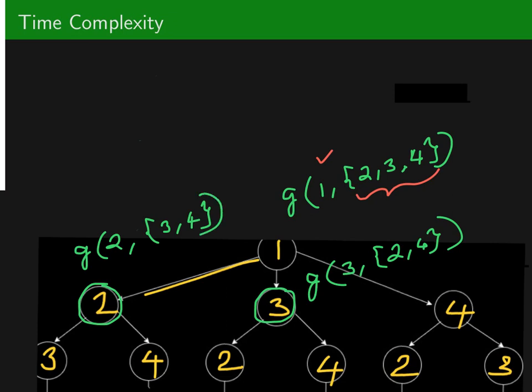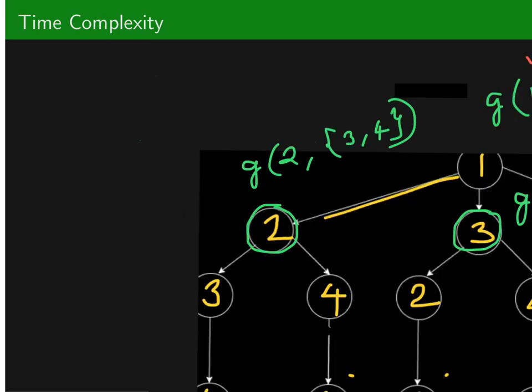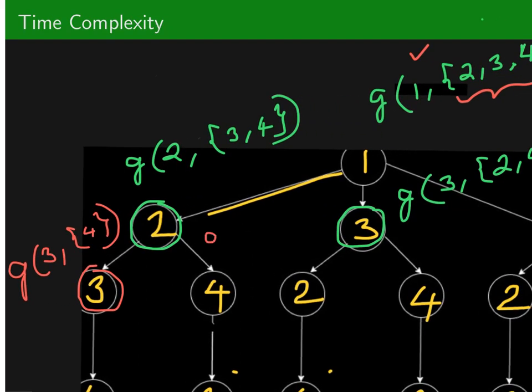And similarly, the min cost at this 4 is going to be g of 4 comma 3 and 2. Now we can move to the level below, and at this node 3 we can write the min cost as g of 3 comma 4, because the only remaining vertex here is 4. Similarly, at this node 4, the min cost can be written as g of 4 comma 3.